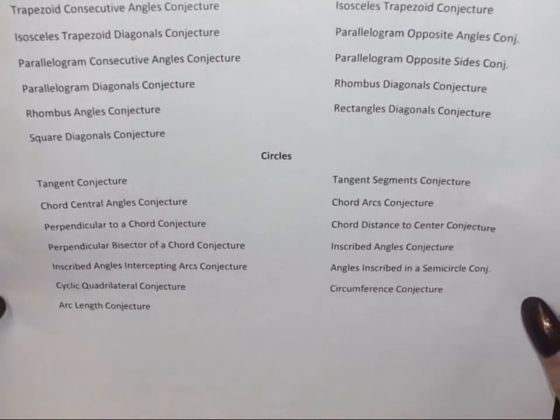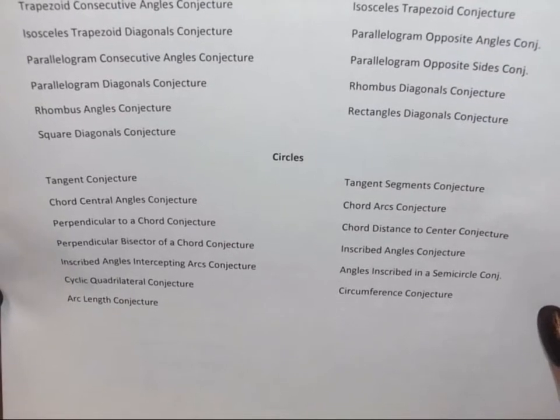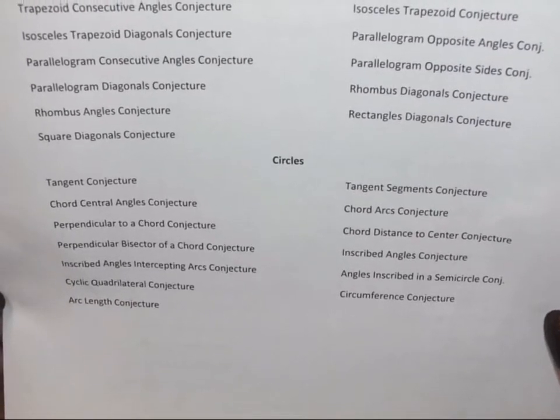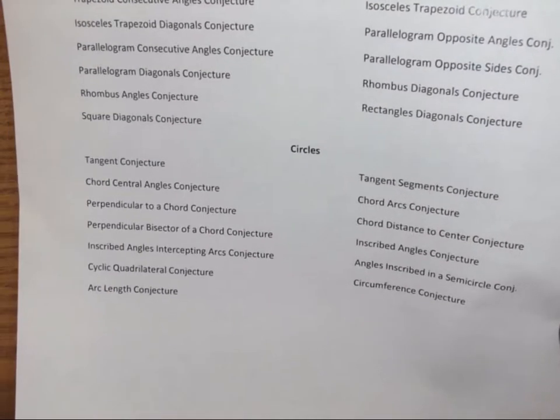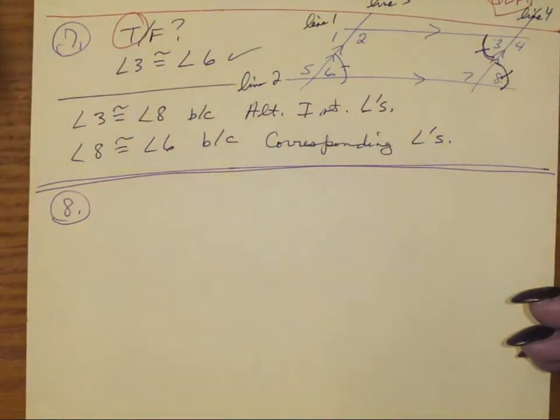And then all these circle properties, circumference conjecture, arc length conjecture, all that stuff that we worked on, chords of central angles, you'll see that. But make sure you know what those different properties are so that you can apply them.